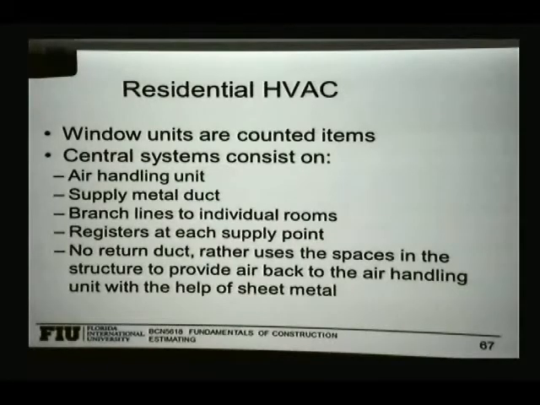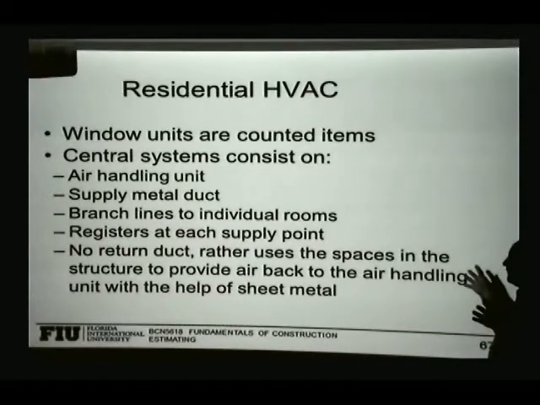Central systems, also used in residentials, may have what's called a split system, where you have an air handling unit inside the house and then you have a condenser or compressor outside. So then you need to run refrigerant lines from the air handling unit to the outside and make sure that those are included and accounted for.